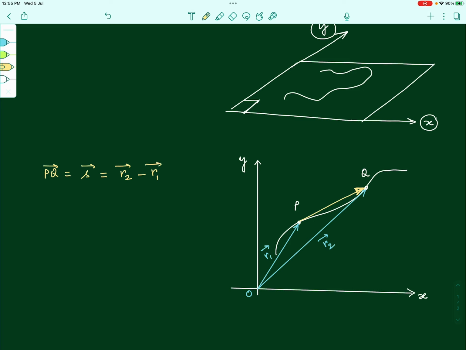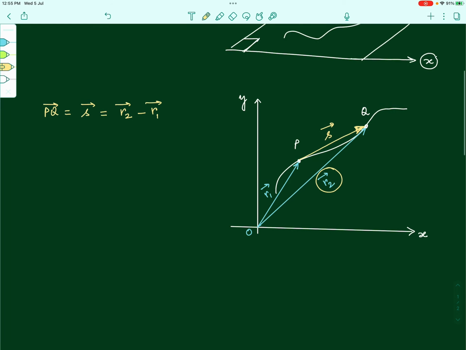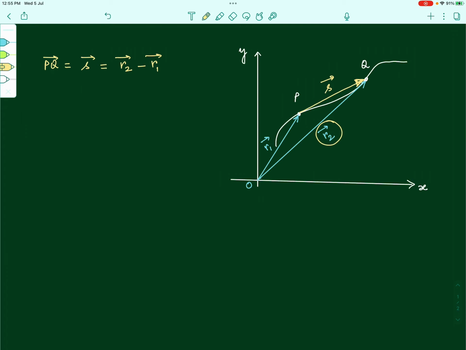See this carefully. The vector R2 in this particular figure is the sum of R1 and S, this vector we are calling as S now. So in this case then we can write vector S as R2 minus R1. Sometimes you can also write it as the vector delta R, the displacement vector. That gives us the difference between the 2 position vectors, the initial position vector and the final position vector.